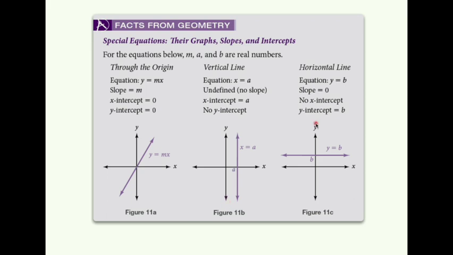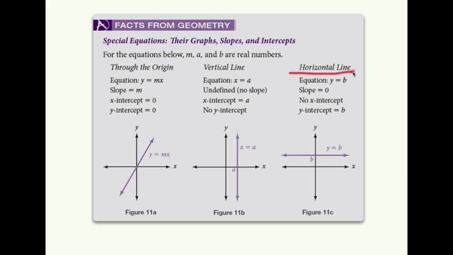Now, because the value of x doesn't change here, that's what causes it to be an undefined slope, because the change in x is going to be 0, which means when we calculate slope, the change in x is 0 is going to be in the denominator.